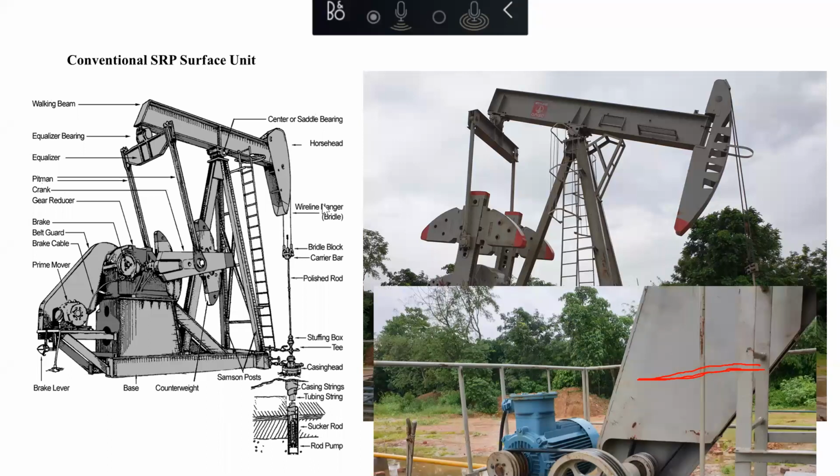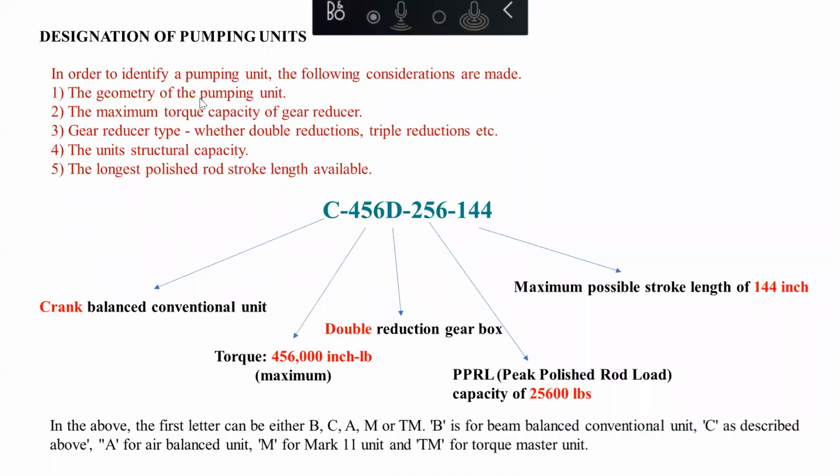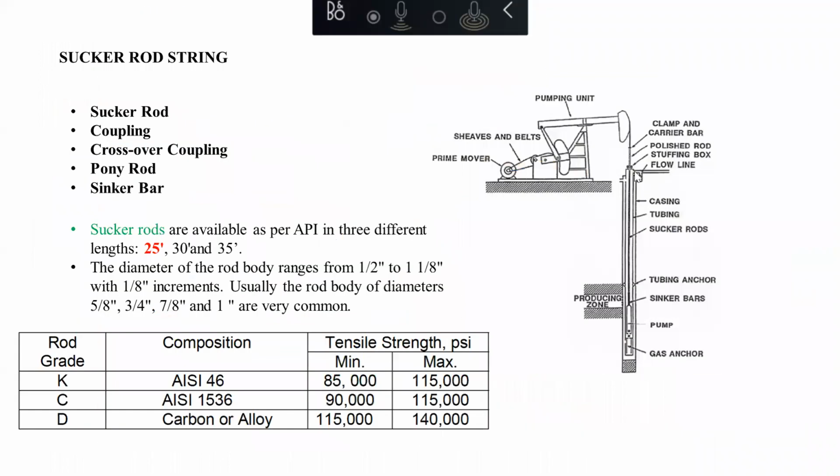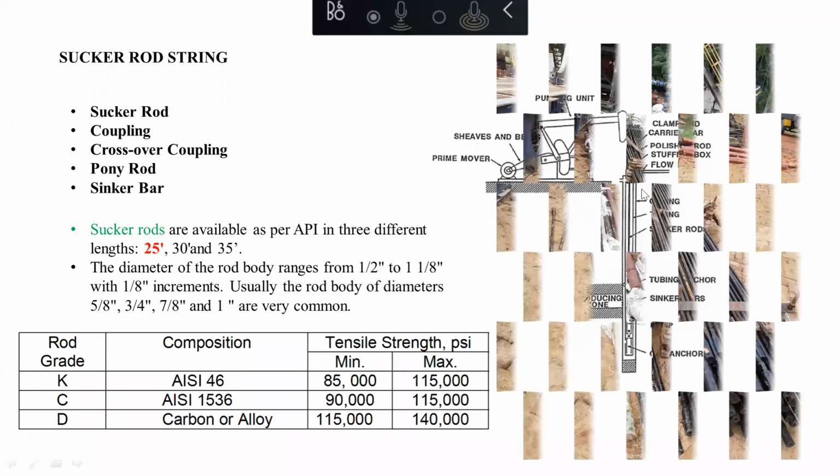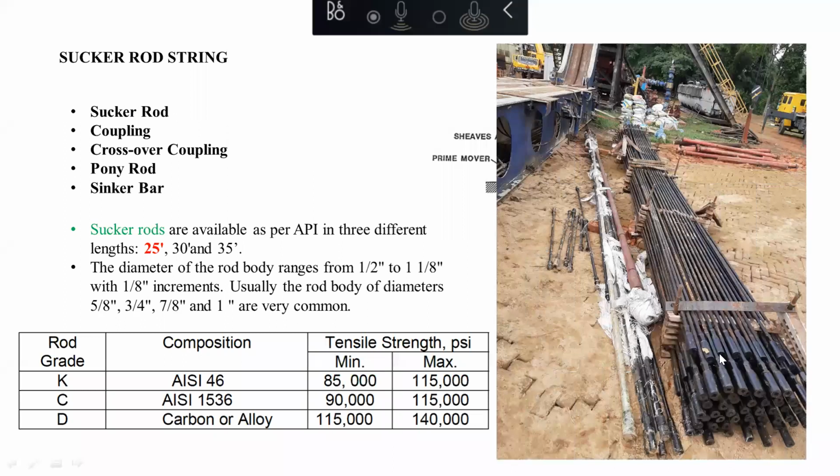Moving on, now we'll see the sucker rod string. In your subsurface part, you have your sucker rod. This is your sucker rod. And you have your coupling. This will be your coupling. You can connect using this coupling. You can connect the same size of your sucker rod. If your sucker rod is 7x8, using this coupling, you can connect only 7x8.